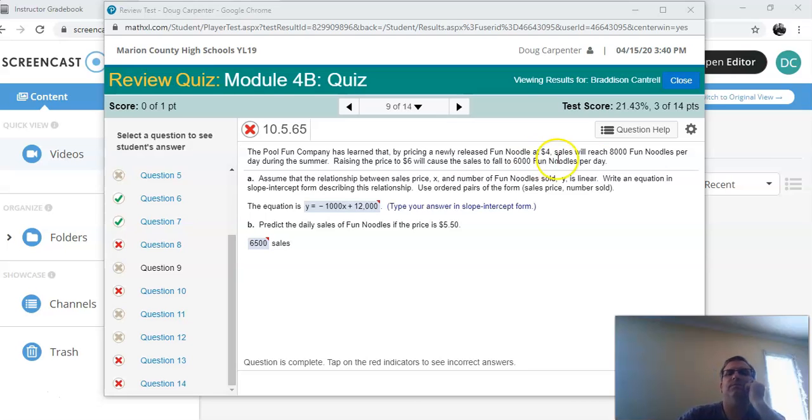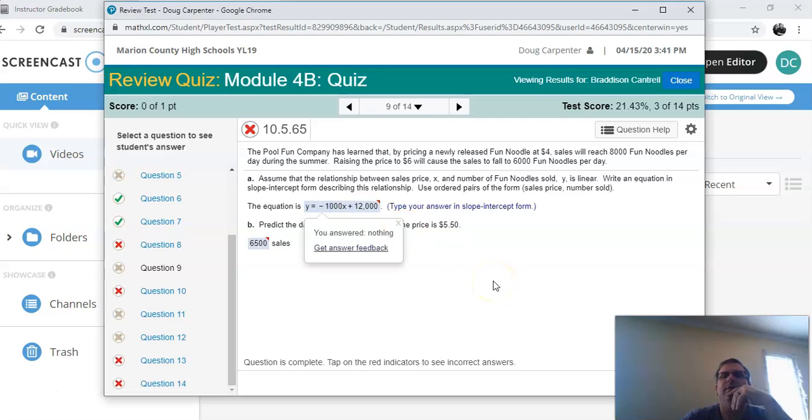So that's 8,000 minus 6,000, that's 2,000, over 4 minus 6, which is negative 2. So I have 2,000 over negative 2, which is negative 1,000. So that's my slope. Let me make sure I'm right here. Yeah, for every dollar that they increase the price by, they lose sales by 1,000.